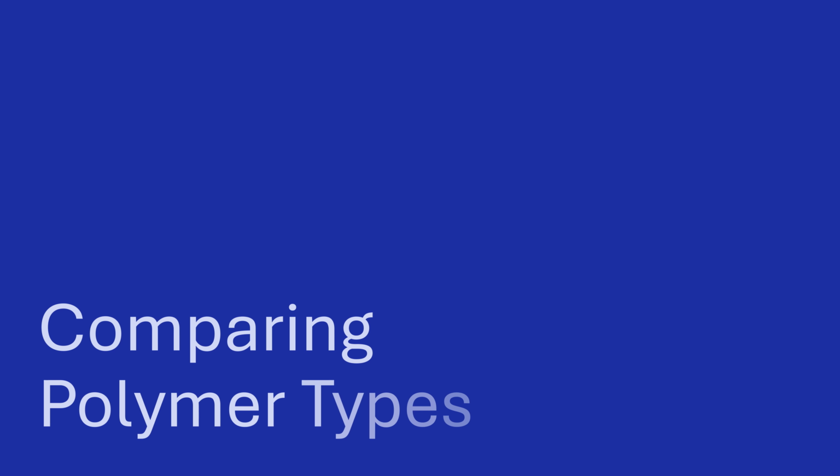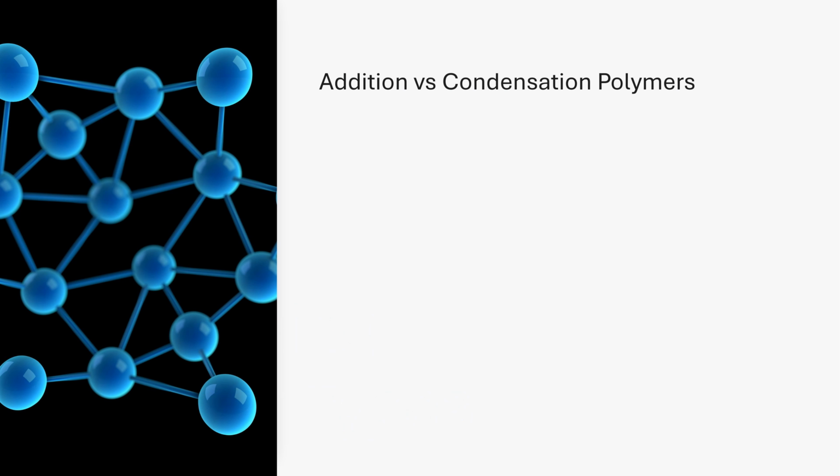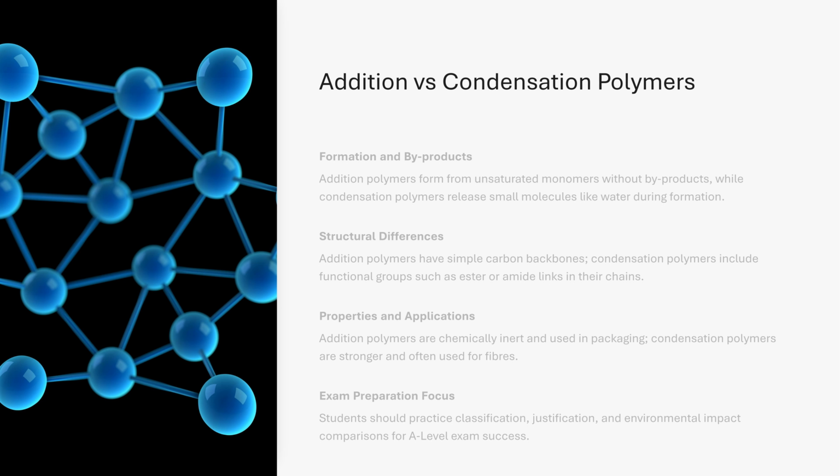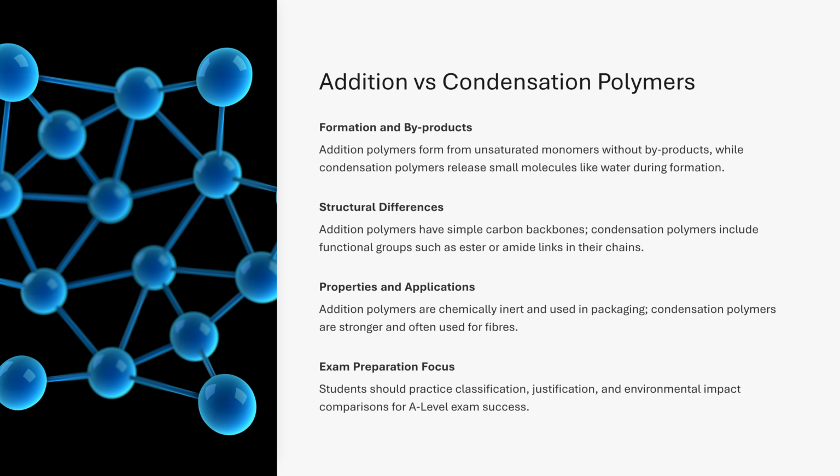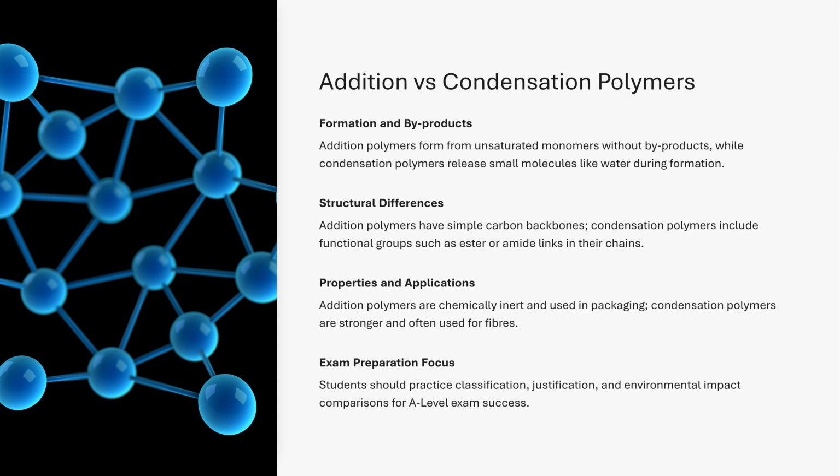Addition versus condensation polymers. Addition polymers are formed from unsaturated monomers, typically alkenes, and produce no byproducts, whereas condensation polymers are formed from monomers with two functional groups and release a small molecule such as water.